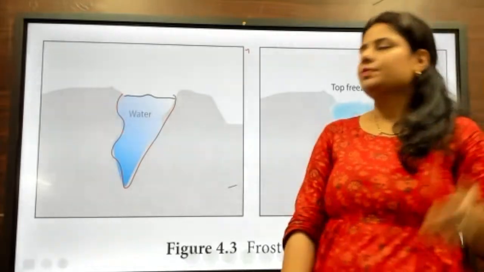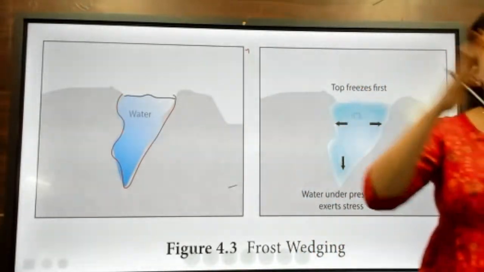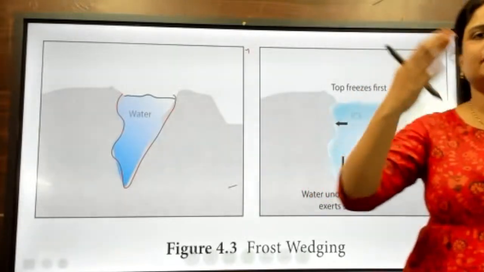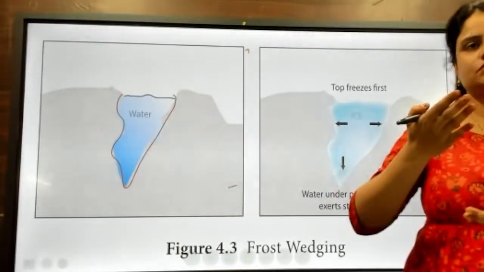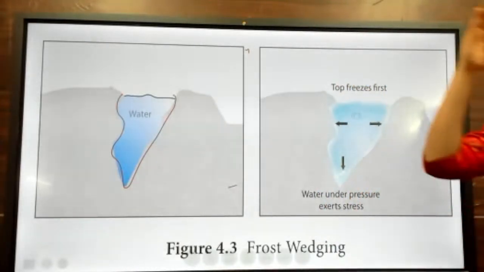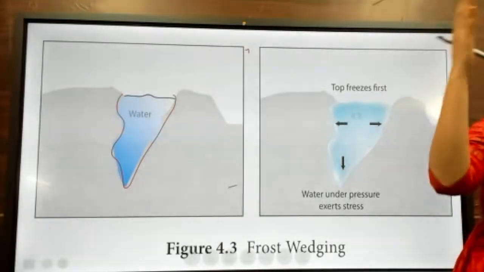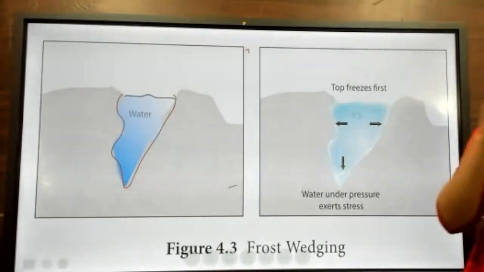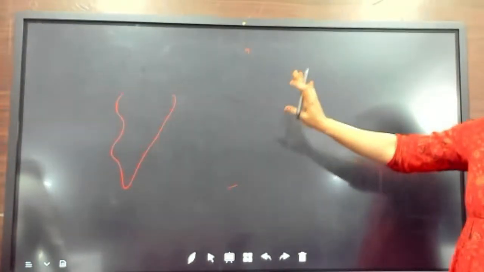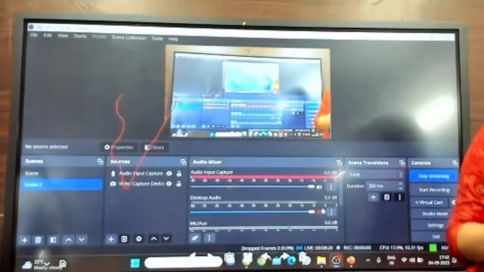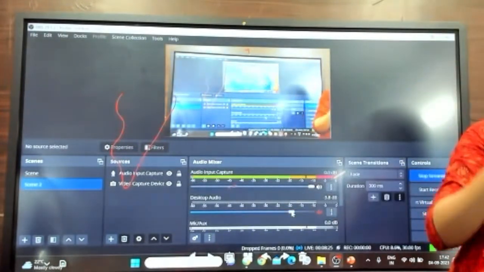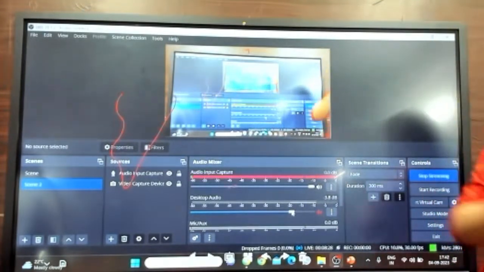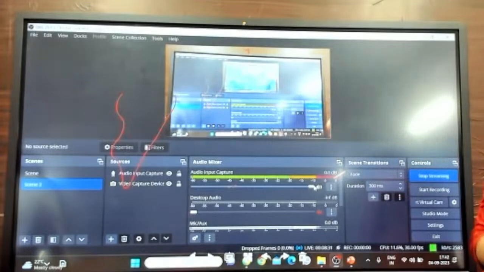Thermal weathering: suppose there is a rock. Continuously, due to the heat of the sun, what will happen? The skin of the rock, the upper layer of the rock, will continuously degrade. That is due to the presence of heat, and it will get divided. Frost wedging is due to water or snow. Then the third one is exfoliation. Exfoliation means layer by layer, when the rock is degrading itself, that is called exfoliation. Fine. Just write one point fast.